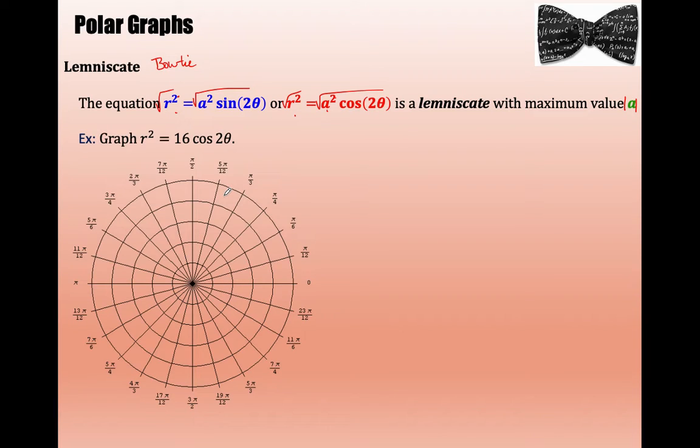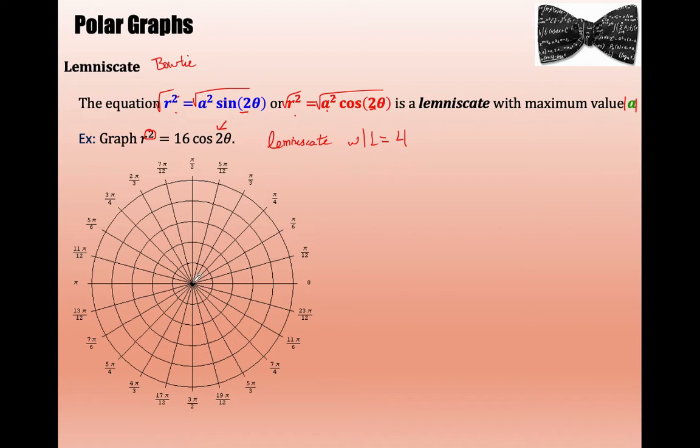So, for example, if I gave you r squared is equal to 16 cosine 2 theta, the first clue that you have a lemniscate is that r is squared. And then you also have to have a multiplier on theta, and that multiplier has to be 2. If I want you to identify this, what I want you to say is that this is a lemniscate with length equal to not 16, but 4.